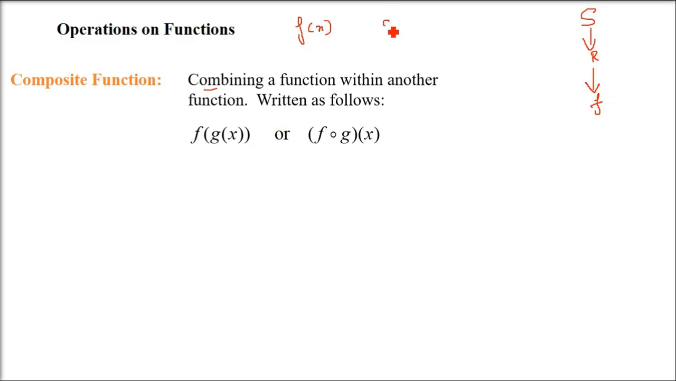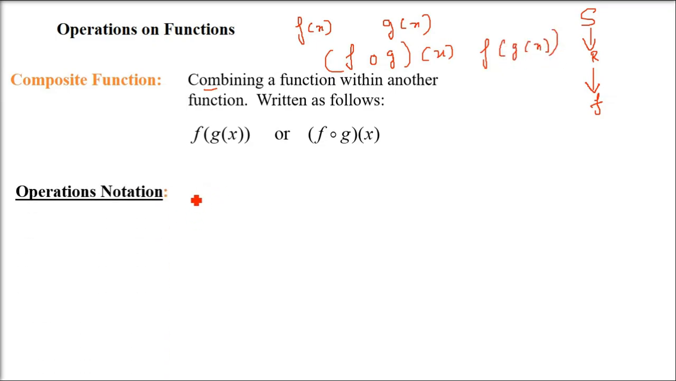That means we have a function f(x). There is a function g(x). We are compositing it. That is, we are putting g(x) in place of x for f(x), or we are putting f(x) in place of x for g(x). So f of g(x), that is (f∘g)(x), f of g(x) you can write, (f∘g)(x) you can write.